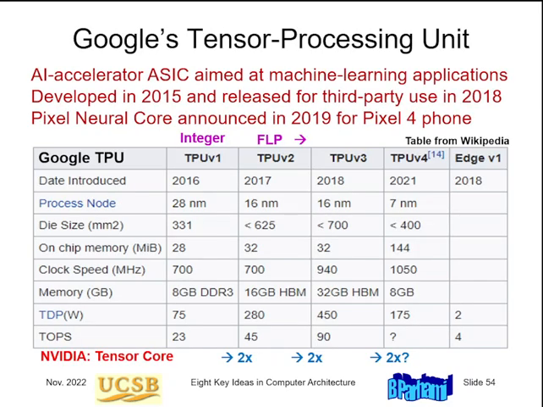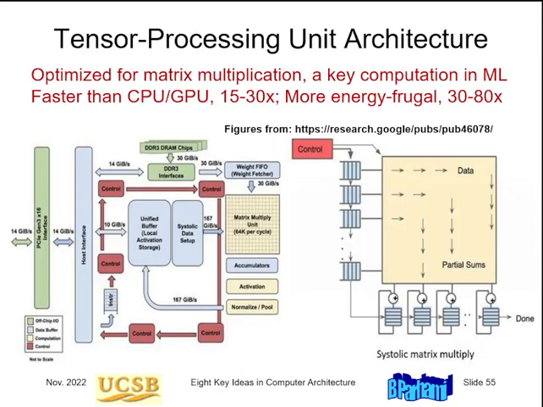Okay, so an example of a domain-specific architecture is Google's Tensor Processing Unit. A Tensor Processing Unit is basically something that is optimized to do matrix multiplication. And matrix multiplication is a very common operation in machine learning, and therefore these tensor processors tend to be very efficient in running machine learning applications.